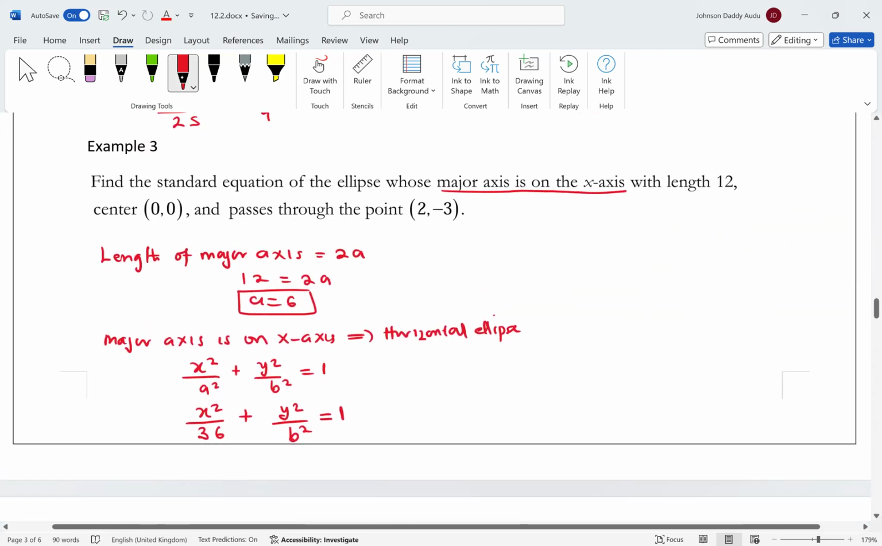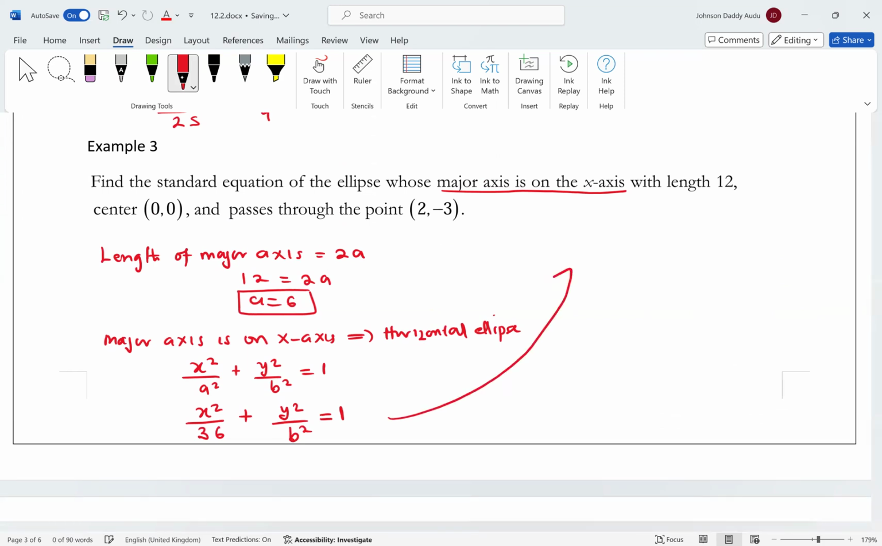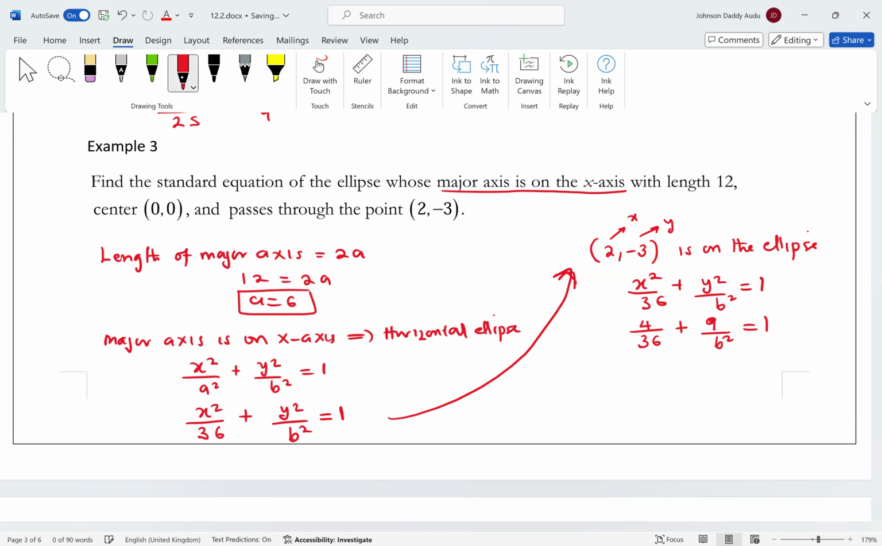So what else can we do? Now we're going to use the point here to find B. The point is (2, -3), and the point is on the ellipse. Since this point is on the ellipse, you take this to be your x and this to be your y. Remember the ellipse is this one. So x is 2, so this is going to be 4 over 36 plus, y is 3, so 9 over b squared equals 1. This simply means that 9 over b squared is going to be 1 minus 4 over 36.